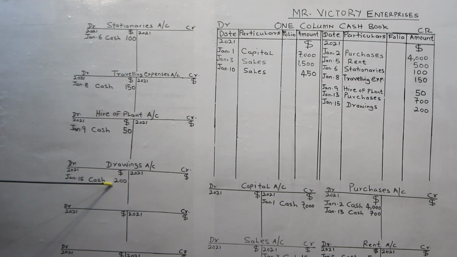It can also show any stock drawings made by the owner of the business. That is when the owner of the business collects goods from the business for personal use. It will also be recorded here.